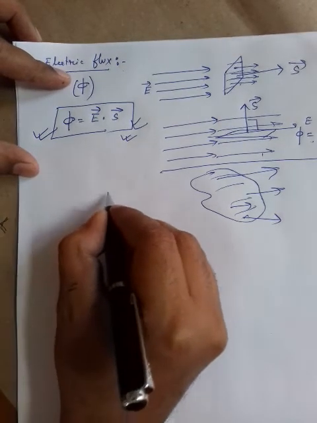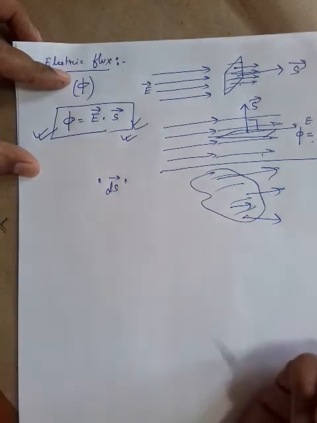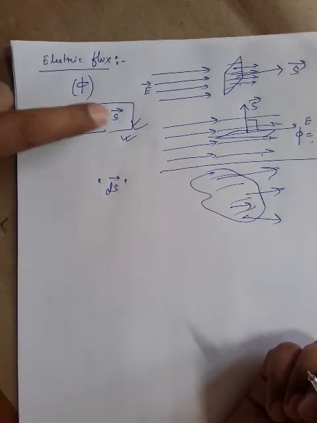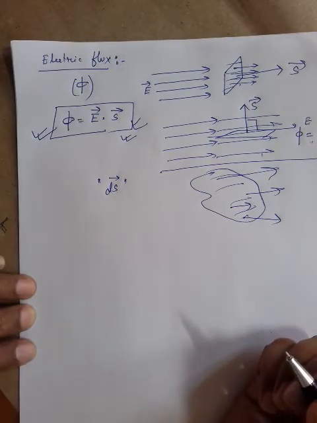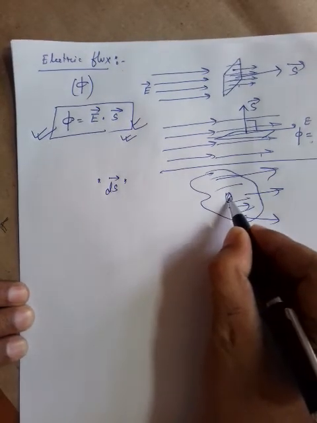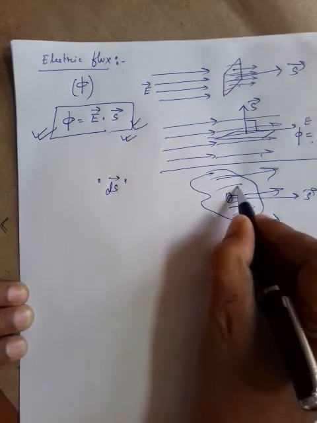Electric flux associated with a small area ds. In that case we cannot calculate for the whole area. In a small area ds, meaning in that case we have to consider a small area here. Say this area is S vector, and some electric field present, say E vector.